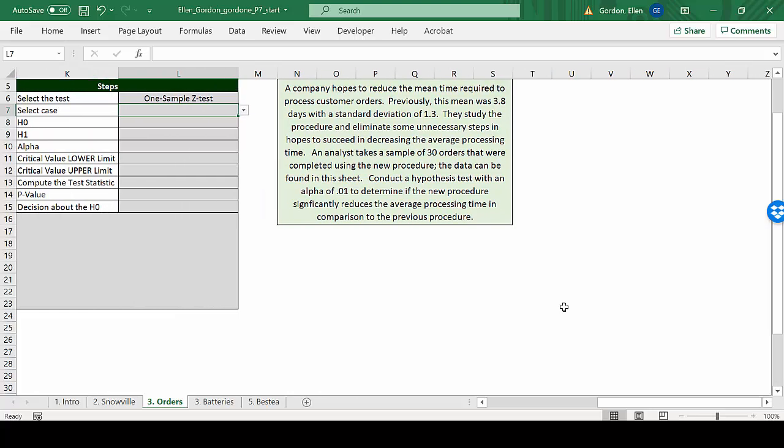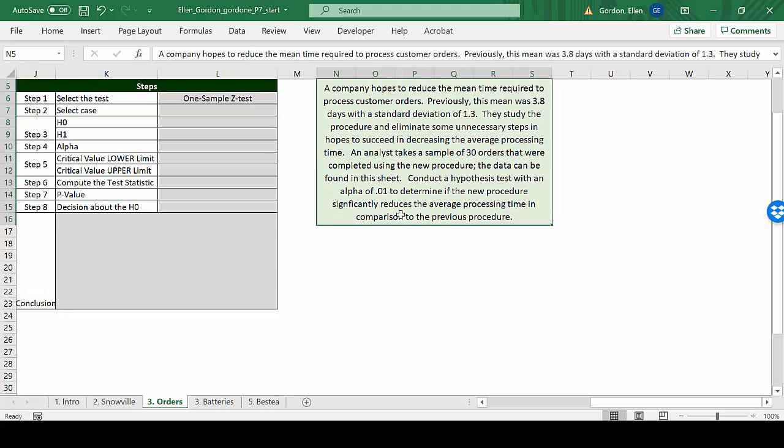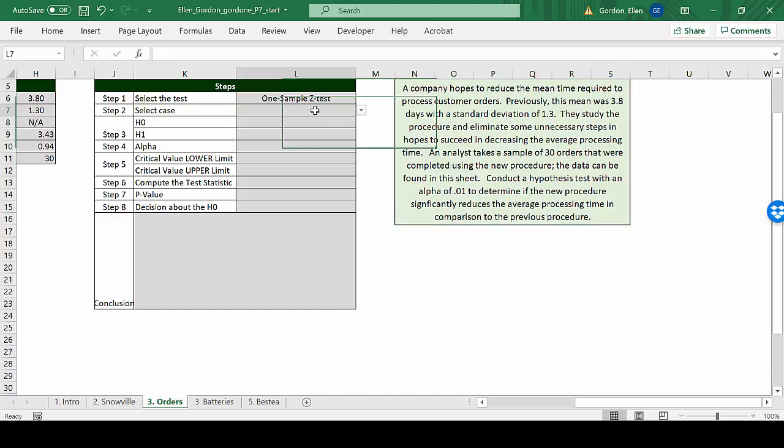Again, the research hypothesis can be found in the research description. And you can see right here, we want to determine if the new procedure significantly reduces processing time in comparison to the previous procedure. So we are hypothesizing that the new procedure is going to be less than the previous procedure. So that would be a one-tailed left.